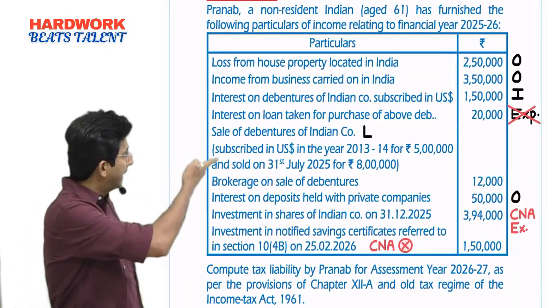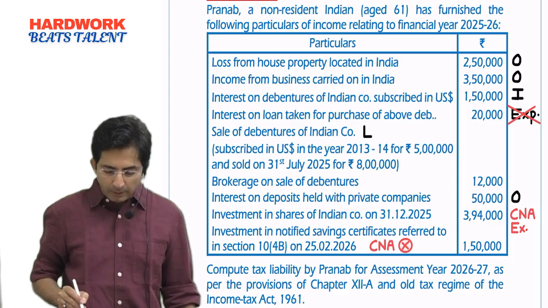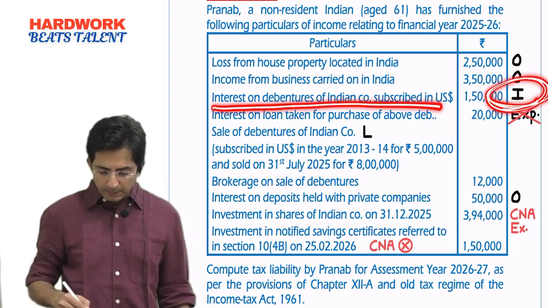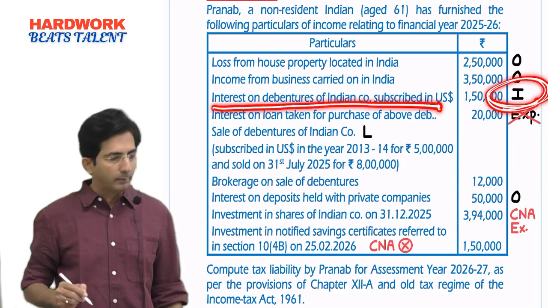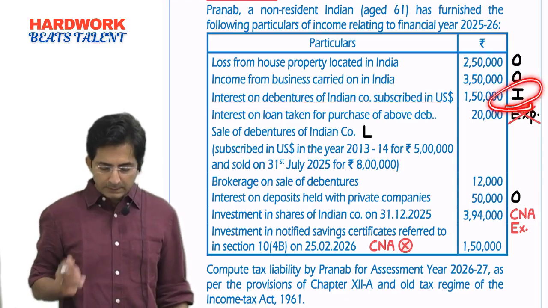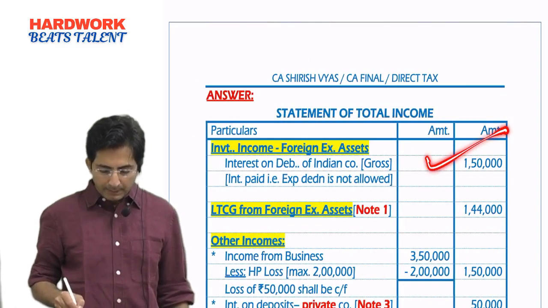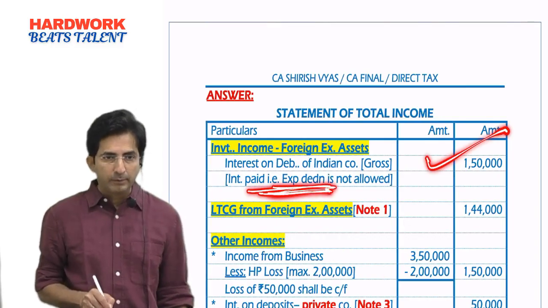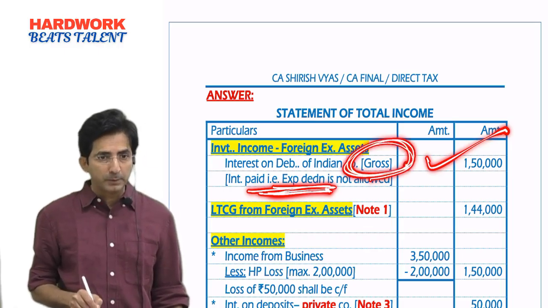Then tell me which incomes we have in I. Look at the question, I have done the marking in front of you only. What incomes do you have in I? We have only one income, that is interest on debenture. No other income from ILO. Okay, so this I income I will write here: 1,50,000. And there was expenditure given in relation to that, but we will ignore it because deduction for expenditure is not allowed. It is taxed on gross basis.